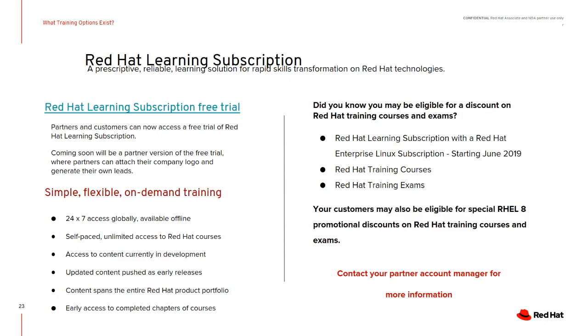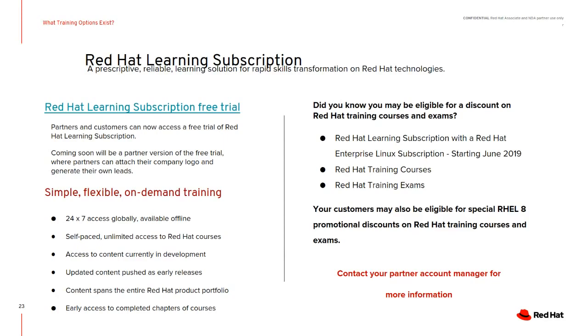So this is available 24/7 with global access, available offline also. Self-paced, unlimited access to Red Hat courses, almost all the courses. Access to content currently in development. Updated content is pushed as early releases. Content spans the entire Red Hat product portfolio. So if anybody is buying Red Hat Learning Subscription, they will get access to almost all the product line. Early access to completed chapters of courses.